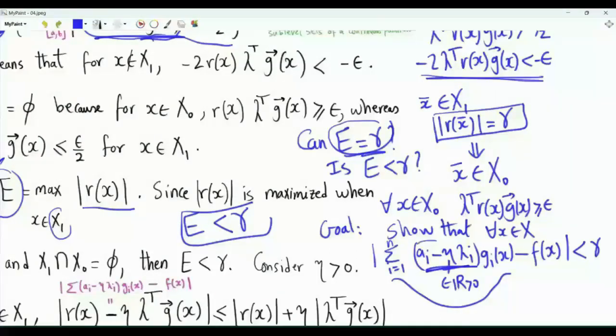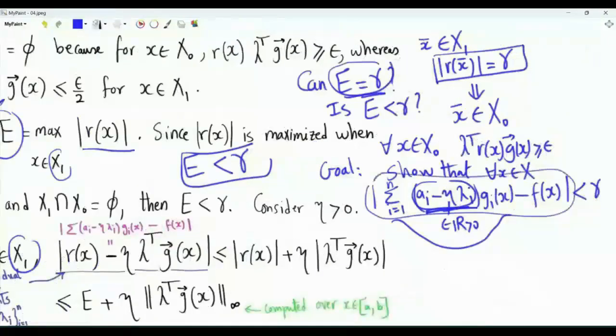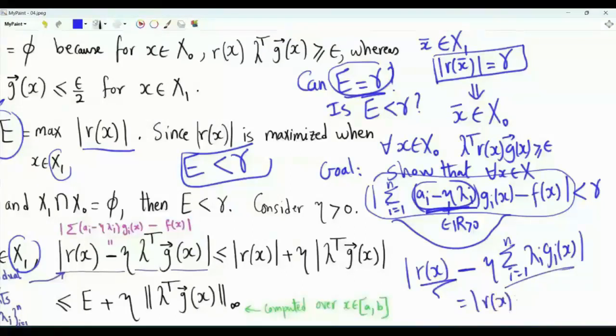If we show this, this means that perturbing the A coefficients allows us to achieve a smaller L infinity norm, thereby indicating that the A coefficients are not optimal, and this is our goal. Let's start by taking small x in X1. Let's compute this magnitude, which can be written as the magnitude of the residual using the A coefficients minus eta summation i from 1 to n lambda i g i of x, and this term here is exactly equal to eta lambda transpose g arrow of x.